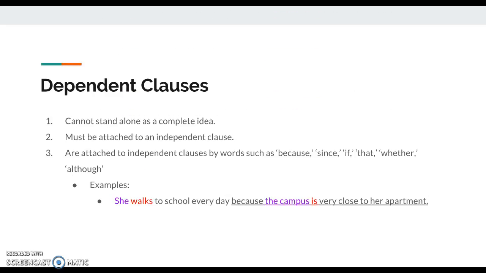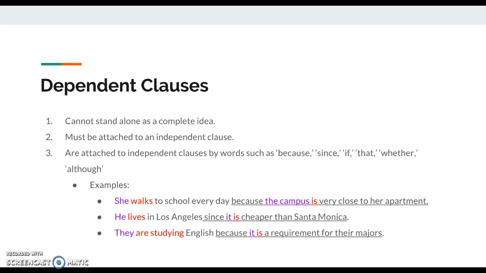She walks to school every day because the campus is very close to her apartment. So we have the independent clause, she walks to school every day. And then we have the dependent clause, because the campus is very close to her apartment. We can see that this is a dependent clause because this clause right here, because the campus is very close to her apartment, can't stand alone. It needs to be attached to the independent clause to make any sense.